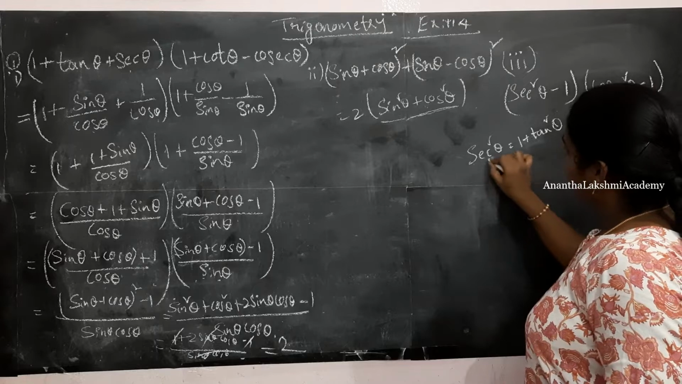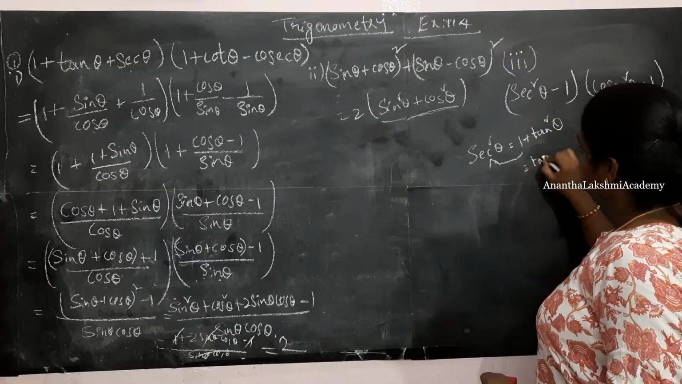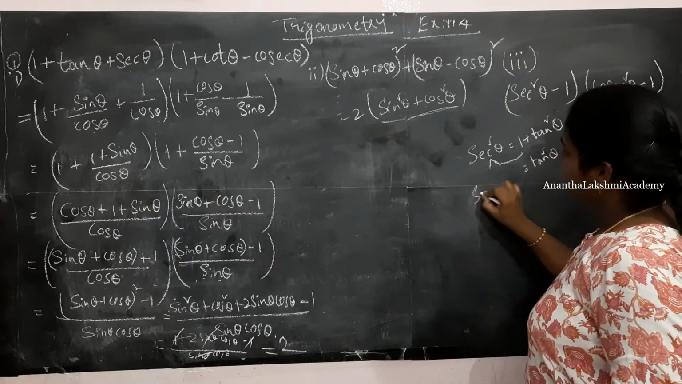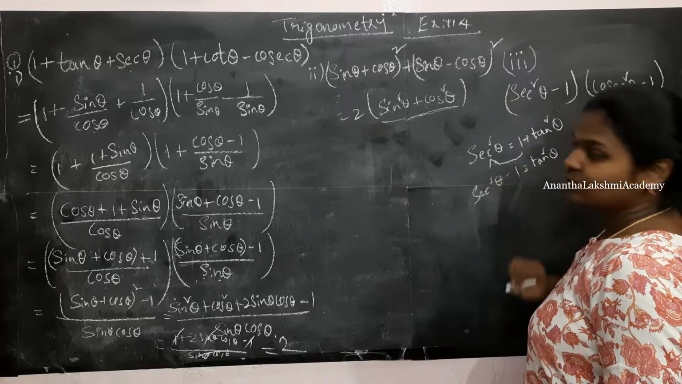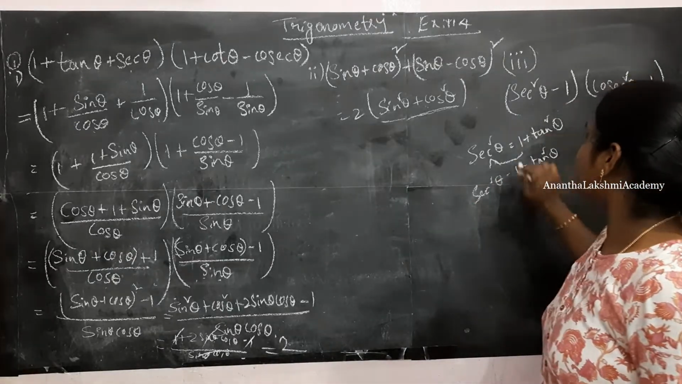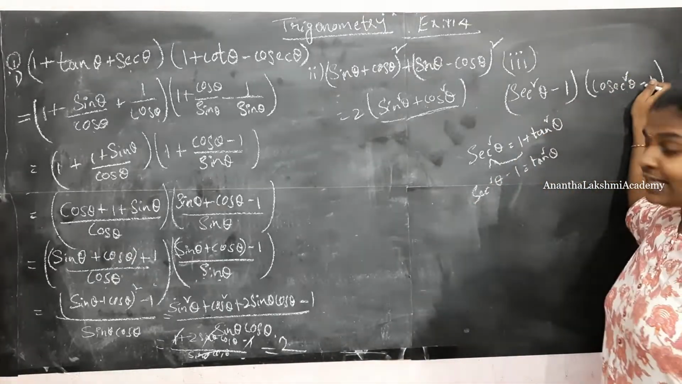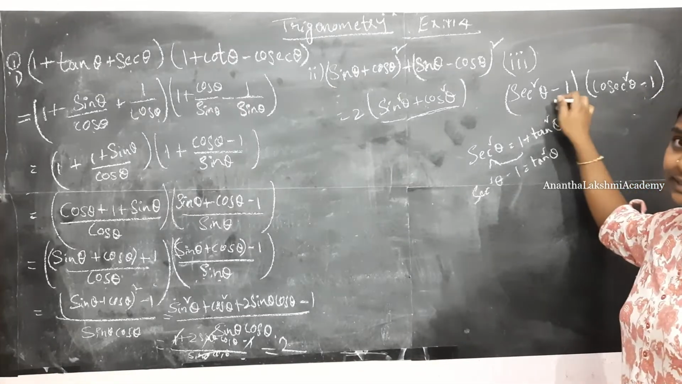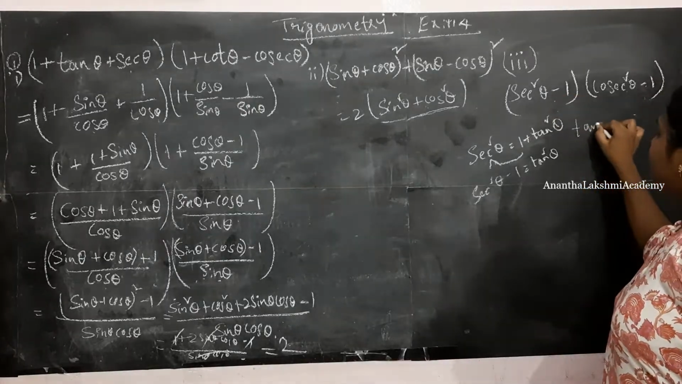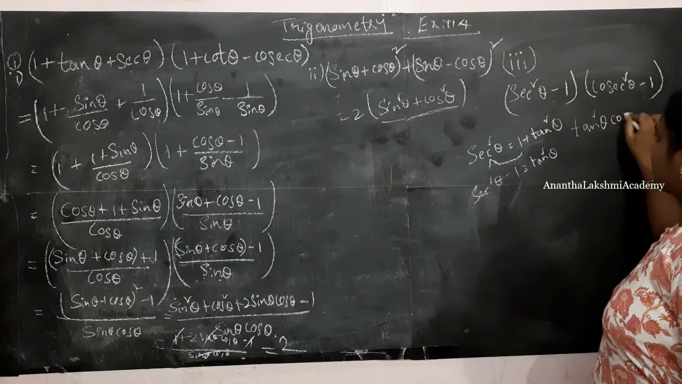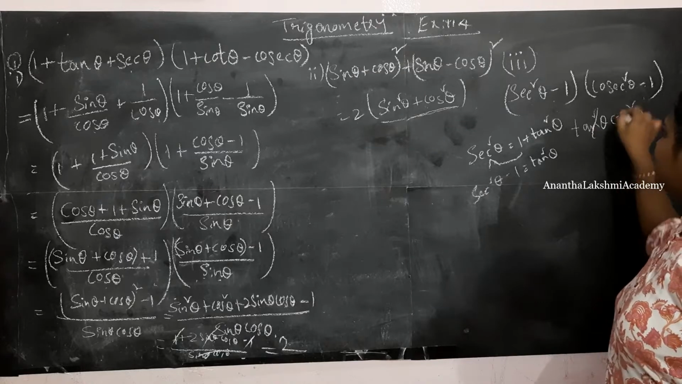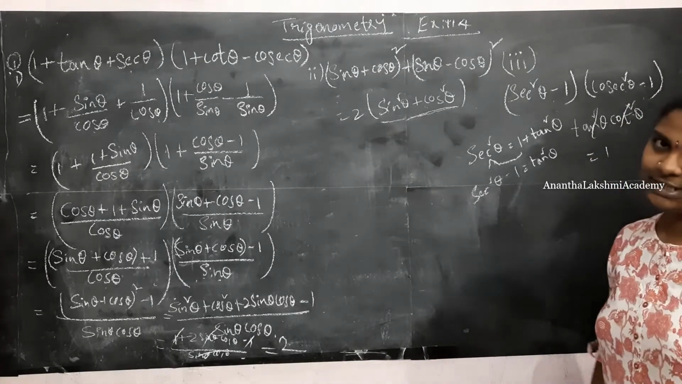So if you get this 1 this side, what does it become? Tan square theta is equal to secant square theta minus 1. It's the same way for cosecant square theta minus 1, it's nothing but cot square theta. Tan square theta multiplied by cot square theta. Cot is nothing but 1 by tan. They get cancelled and the answer is 1.